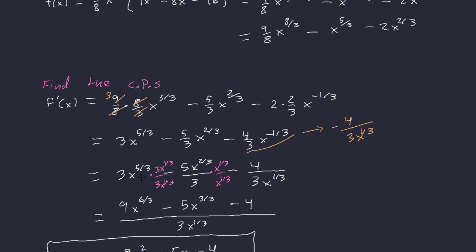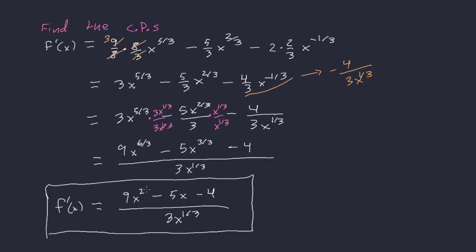And when we simplify, for this first term, 3 times x to the 5/3 times 3 times x to the 1/3, we get 9x to the 6/3, which simplifies to 9x squared. Here we get 5x to the 2/3 times x to the 1/3, so that's x to the 2/3 plus 1/3, which is x to the 3/3, which becomes x to the 1, and here it's just minus 4. So we totally end up with 9x squared minus 5x minus 4 all over 3 times x to the 1/3.